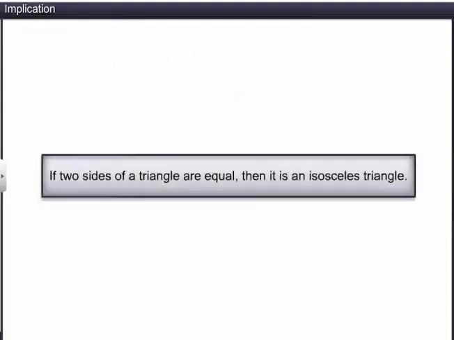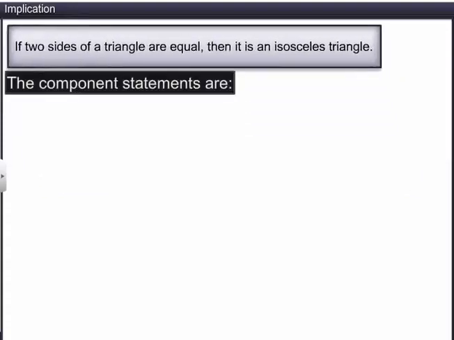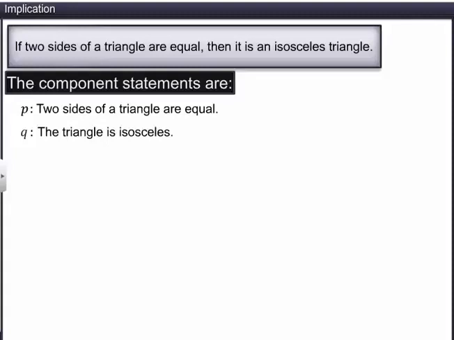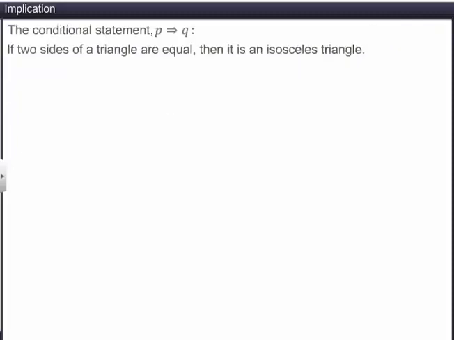Let's write the converse, inverse, and contrapositive of the implication: if two sides of a triangle are equal, then it is an isosceles triangle. The component statements of the compound statement are: two sides of a triangle are equal. The triangle is isosceles. The implication of the statements is P implies Q. The implication or conditional is: if two sides of a triangle are equal, then it is an isosceles triangle.